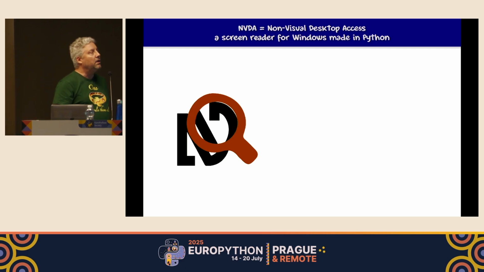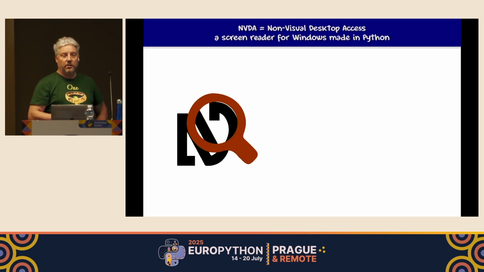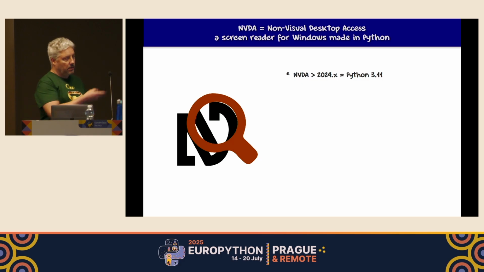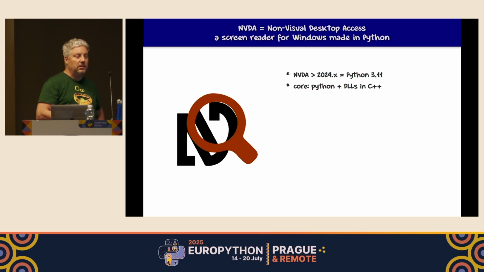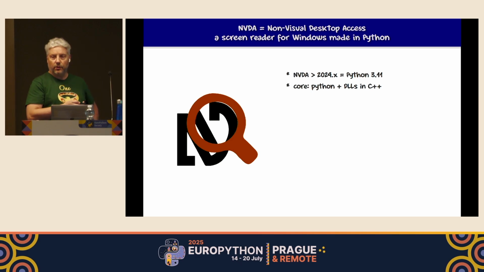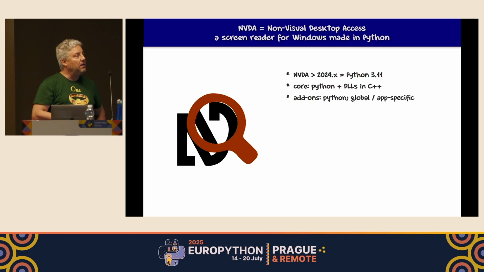It stands for Non-Visual Desktop Access, and specifically, this screen reader is made in Python 3.11 since version 2024, okay? The core of NVDA is Python and some DLLs made in C++. It is for performance reasons and also for low-level access to the system. And the add-on system is made in Python, and you have global or app-specific add-ons. I will explain this later.